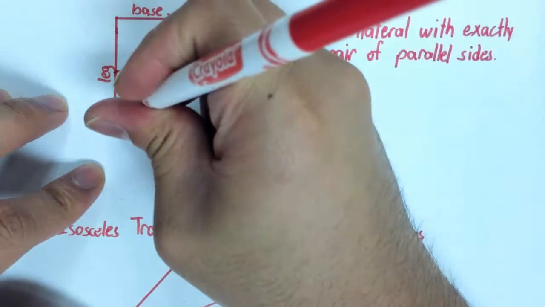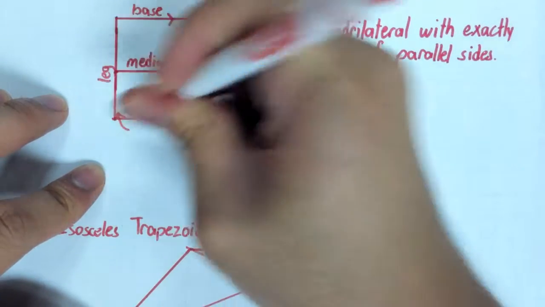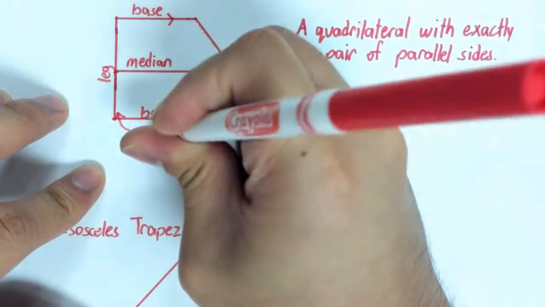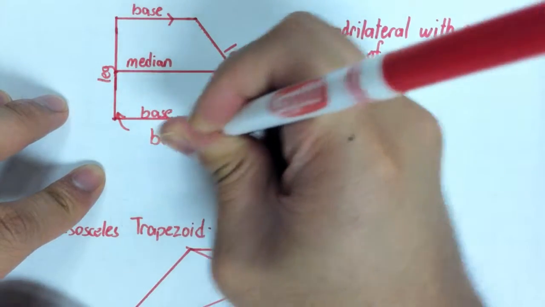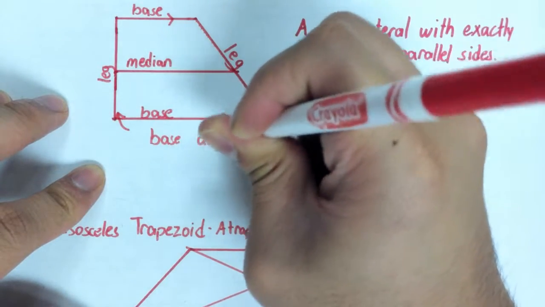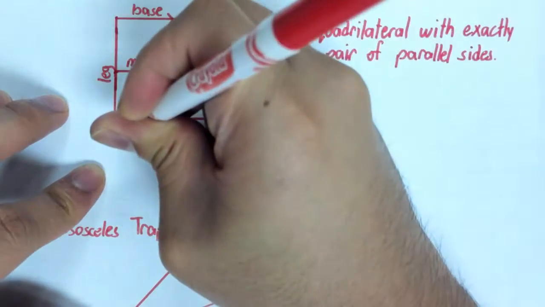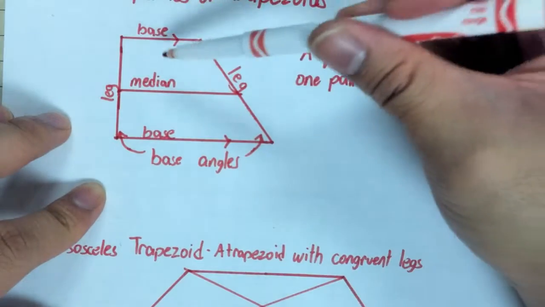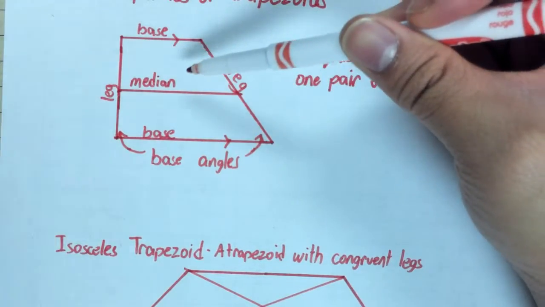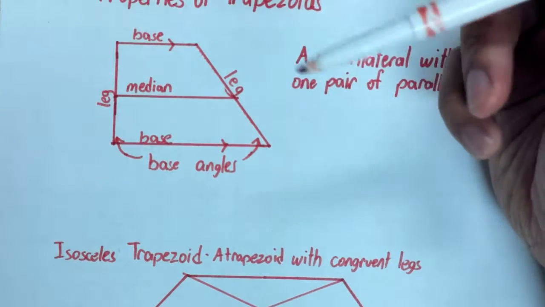And finally, these angles down here are what we call the base angles. Same thing up here. These are base angles because they are angles along the base.